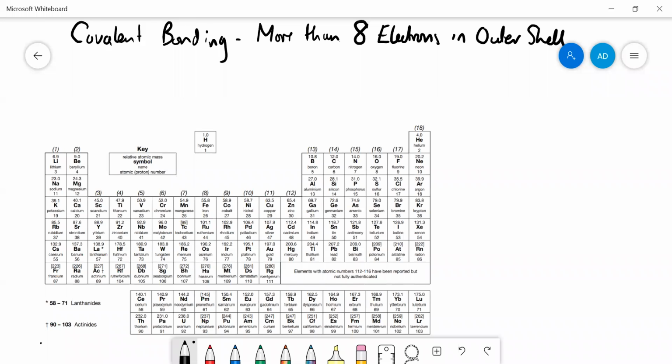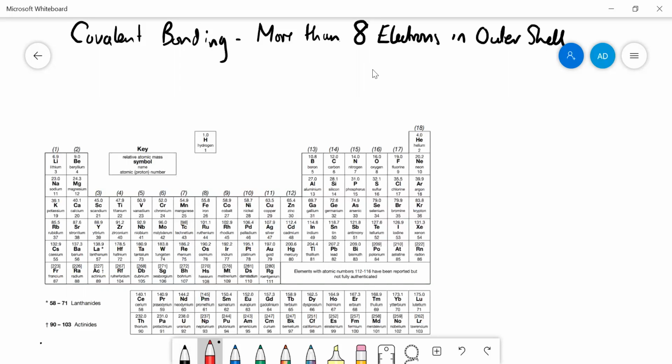Okay, we're going to talk about covalent bonding with atoms which end up having more than 8 electrons in their outer shell. Now, I realise this is a bit of a departure from GCSE, where we always said 8 electrons was a full outer shell, and everything is aiming to get that. So yes, it is a little bit of a departure, but let's just have a look at the periodic table.